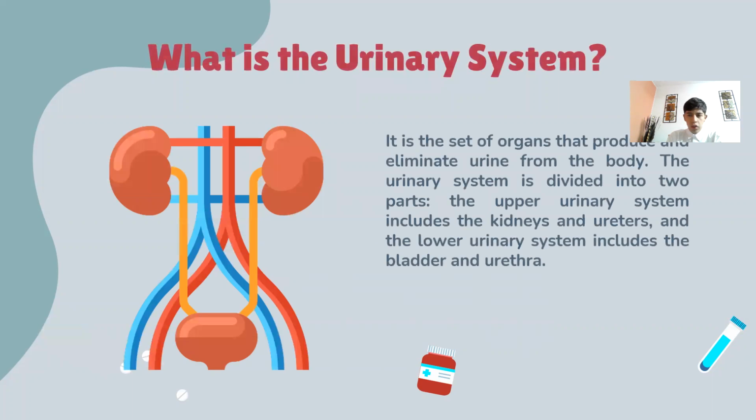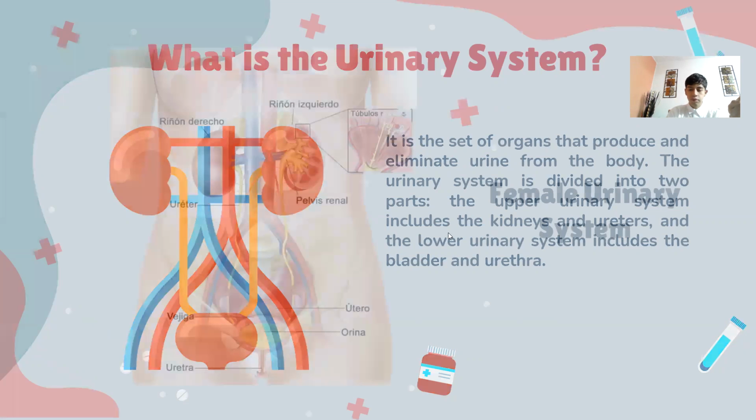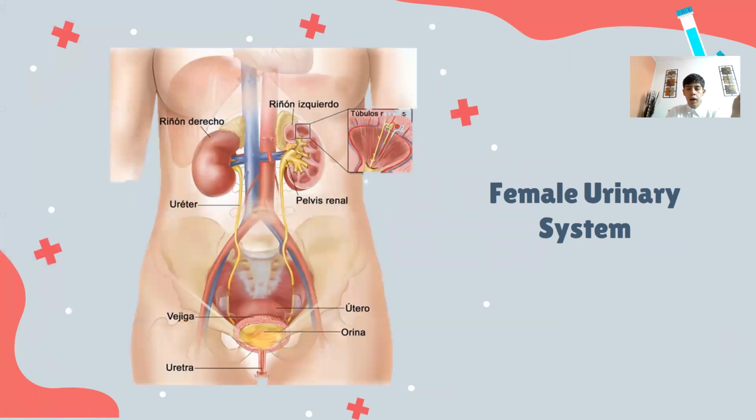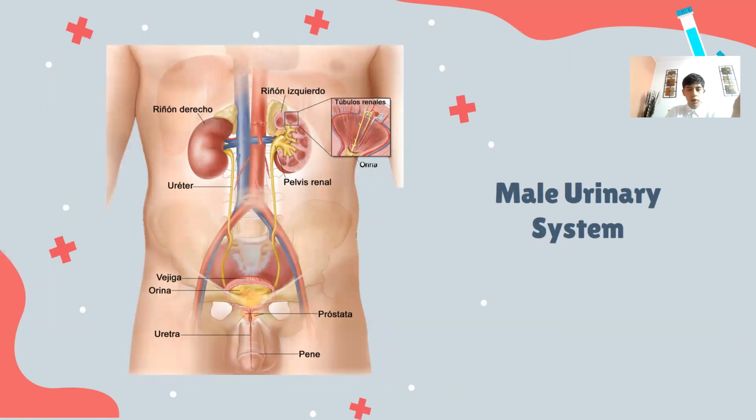But what is the urinary system? Okay, the urinary system is a set of organs that produce and eliminate urine from the body. The urinary system is divided into two parts, the upper urinary system and the lower urinary system. The first includes the kidneys and ureters, and the second includes the bladder and urethra. Here we have the female urinary system, and this is the male urinary system.